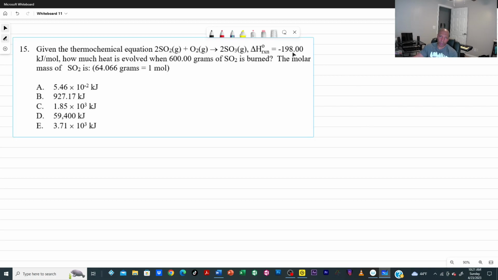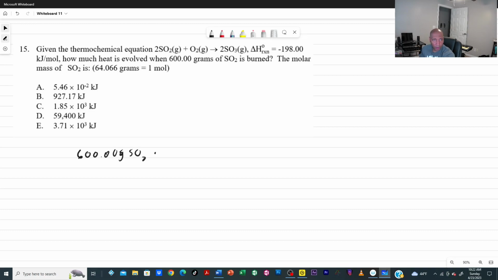Okay, so given the thermochemical equation. All right, so now notice that this is a negative 198 kilojoules per mole of reaction. So it's a negative 198 kilojoules per 2 moles of SO2, or per 1 mole of O2, or per 2 moles of SO3. Since they asked us about SO2, then of course we're going to use the fact that it's a negative 198 kilojoules per 2 moles of SO2.